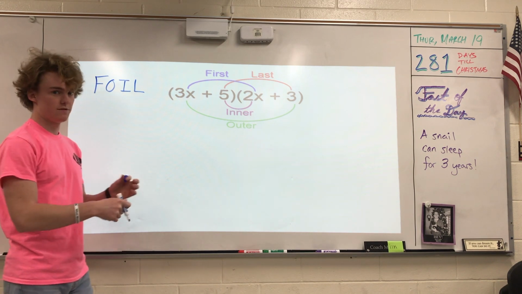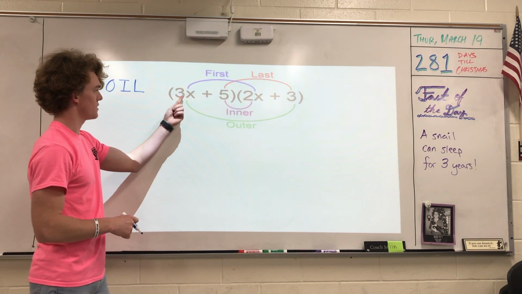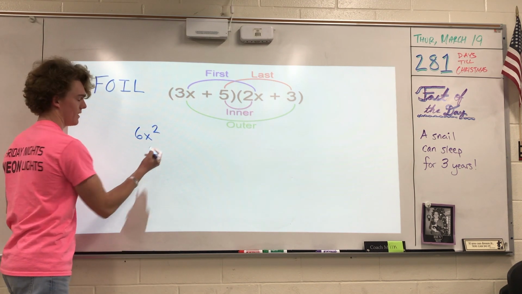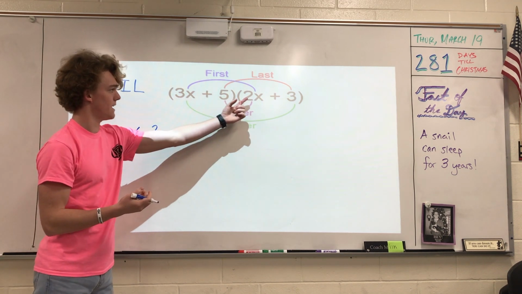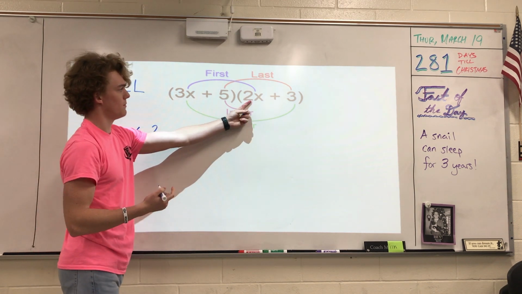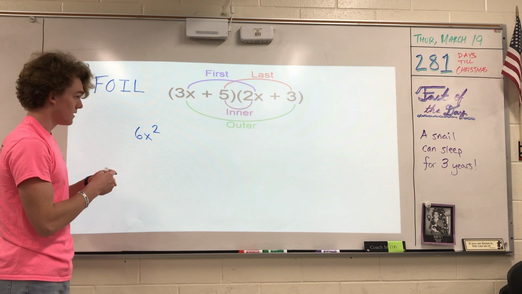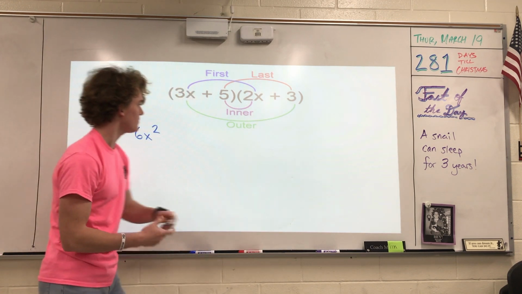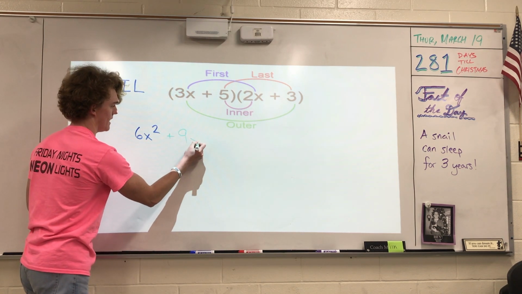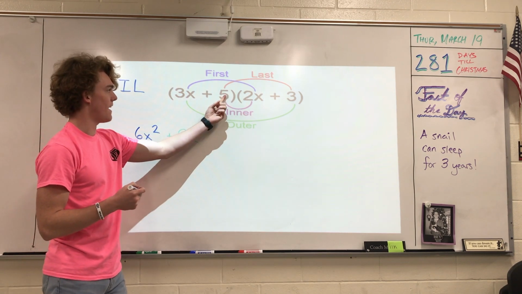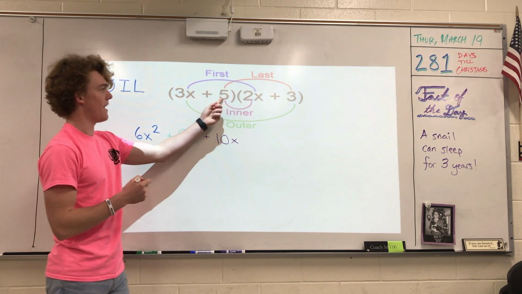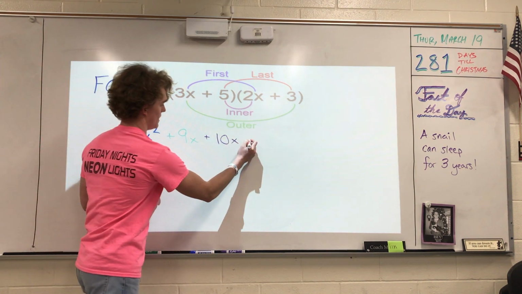F-O-I-L. So let's just follow that. When I multiply the first two terms, 3x times 2x, that gives me 6x squared. Remember, when we multiply variables like that, we just add their exponents together. Both of these are 1, so that makes it 2. My normal numbers multiply to give me 6. Moving on to the outer terms, 3x times 3 gives me 9x. My inner terms, 5 and 2x, will give me 10x. And then my last two terms, 5 and 3, both normal numbers, gives me 15.